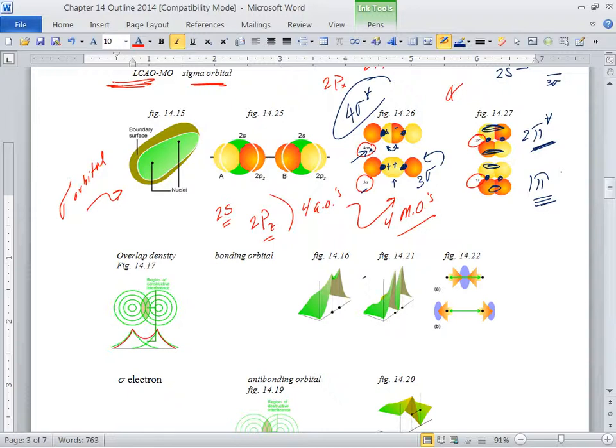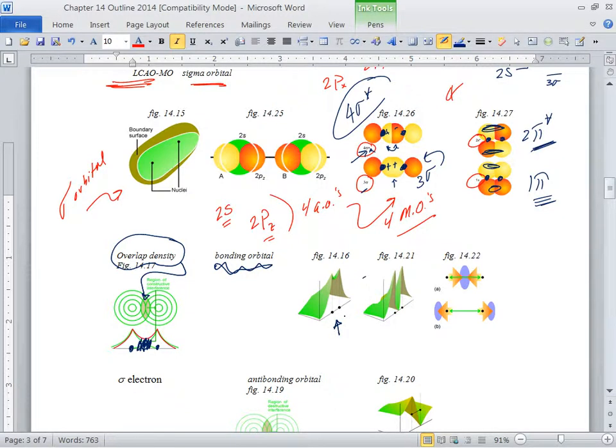Some more terminology. The overlap density, right? See we have electron density here between the two nuclei. They call it overlap density because we're actually trying to overlap the wave functions and see if there's constructive or destructive interference. And if there's electron density between the two nuclei or above and below them, like a pi bond, you get a bonding orbital, right? So this figure 14.16 would be a bonding or anti-bonding orbital?